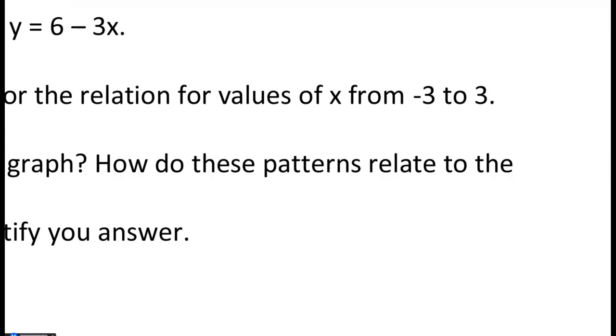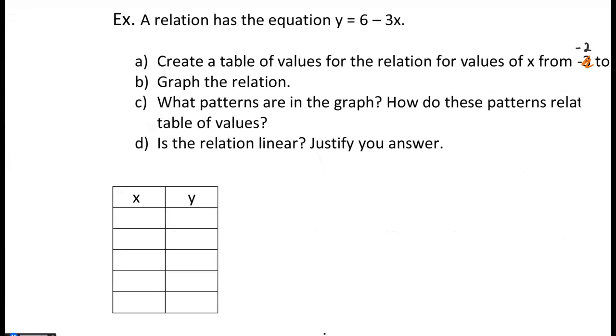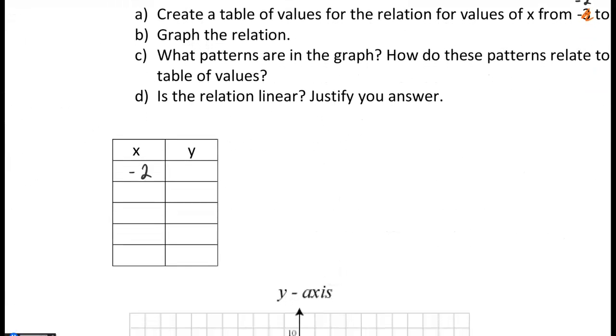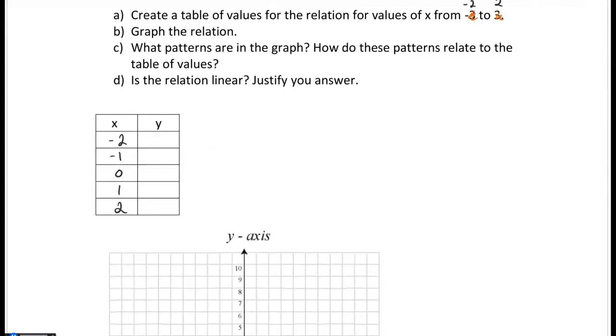Well, if you quickly look over, you're going to realize that that's not going to fit on our table. So let's change this to -2 and 2, because that will fit on our table. So -2, -1, 0, 1, and 2. Now we'll have to figure out our y. Part B says to graph the relation. Then part C is going to be what pattern, it should be what pattern.